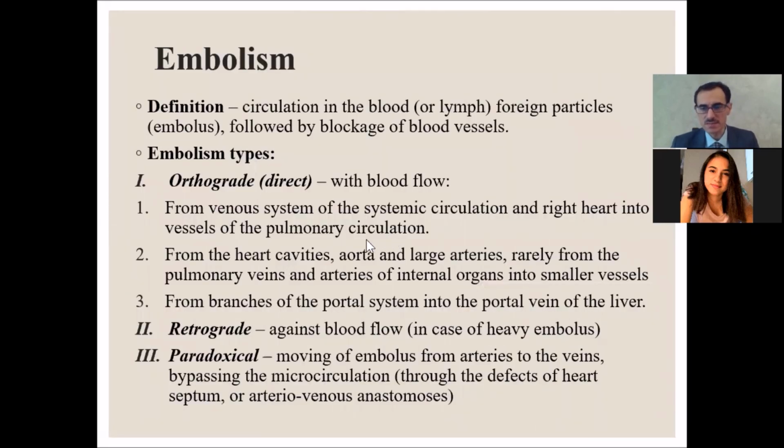So the embolism. What does embolus mean? These are foreign particles circulating in the blood and lymph that are followed by blockage of blood vessels. There are orthograde embolism, with the blood flow, retrograde, against the blood flow, and paradoxical, the moving of the embolus from the veins to the arteries, bypassing the microcirculation.